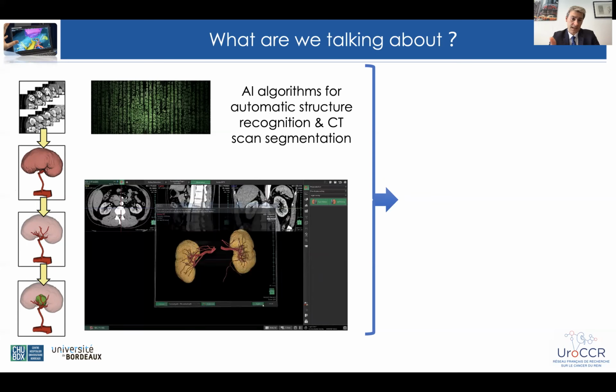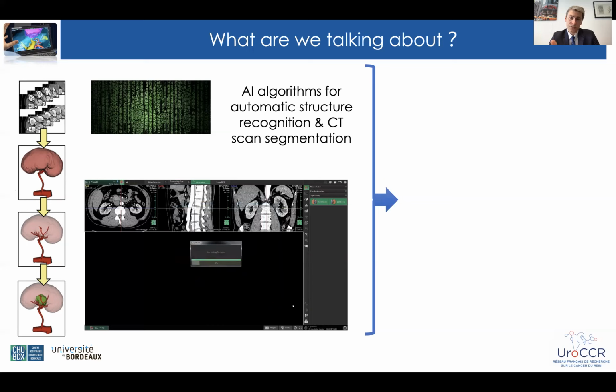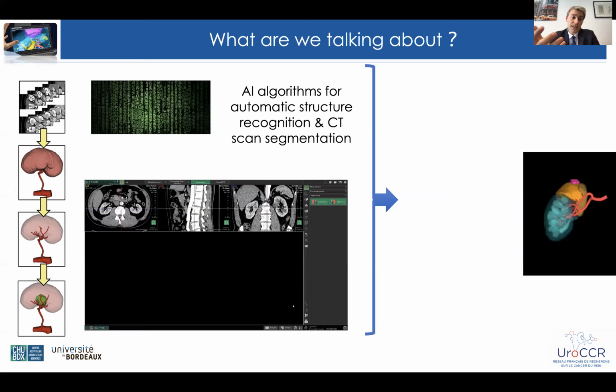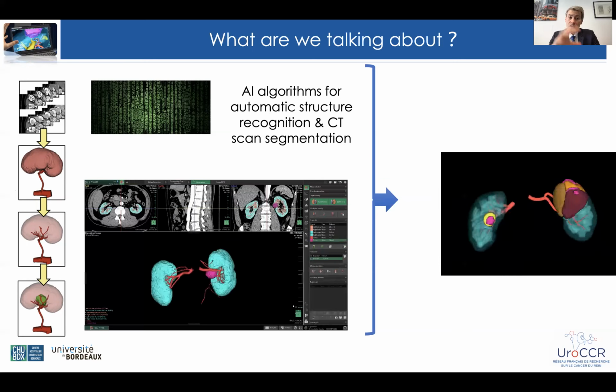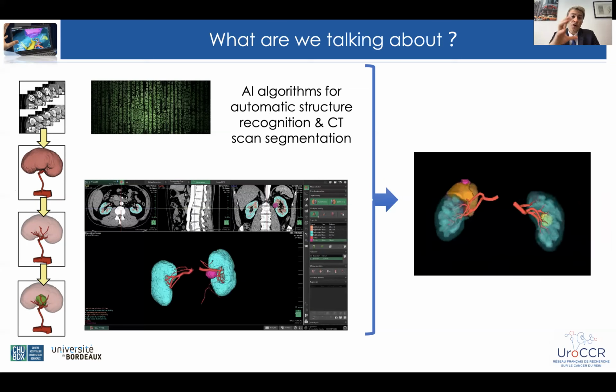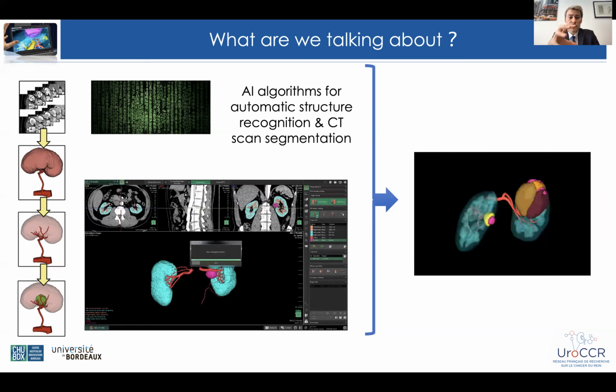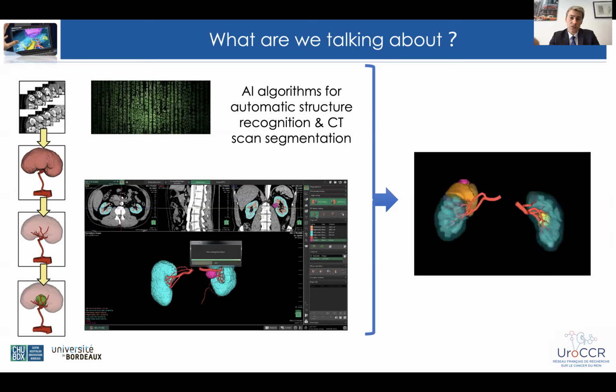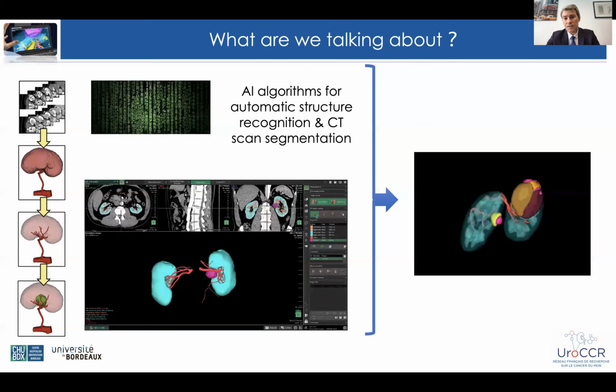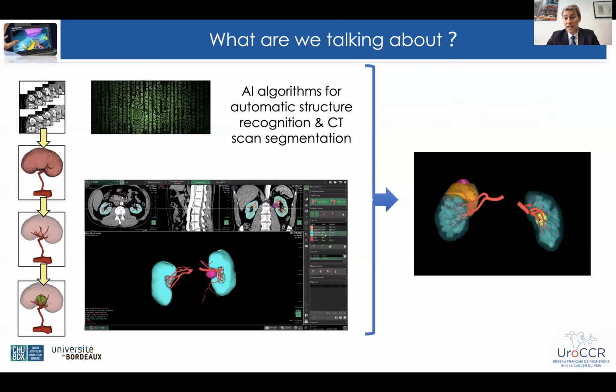the volume of the vessels, as you can see here, the arterial tree, the volume also of the collecting system, and the volume of the normal renal parenchyma, and everything will be fused in a single model. And you can see here the kind of representation, the kind of vision of the anatomy that we can have, and this is a virtual reality.